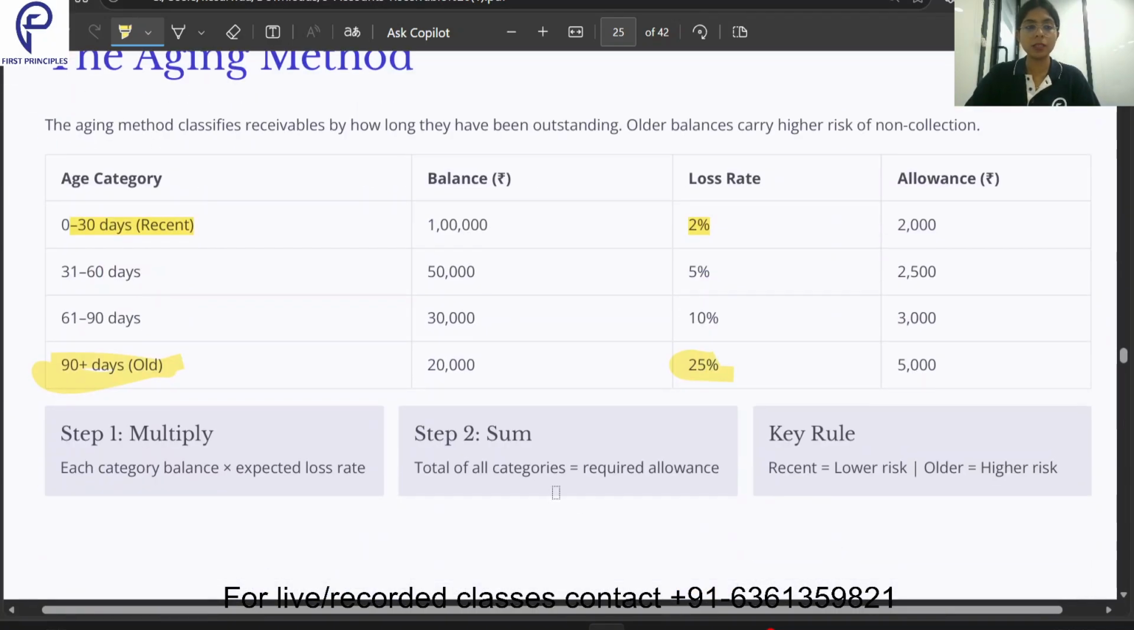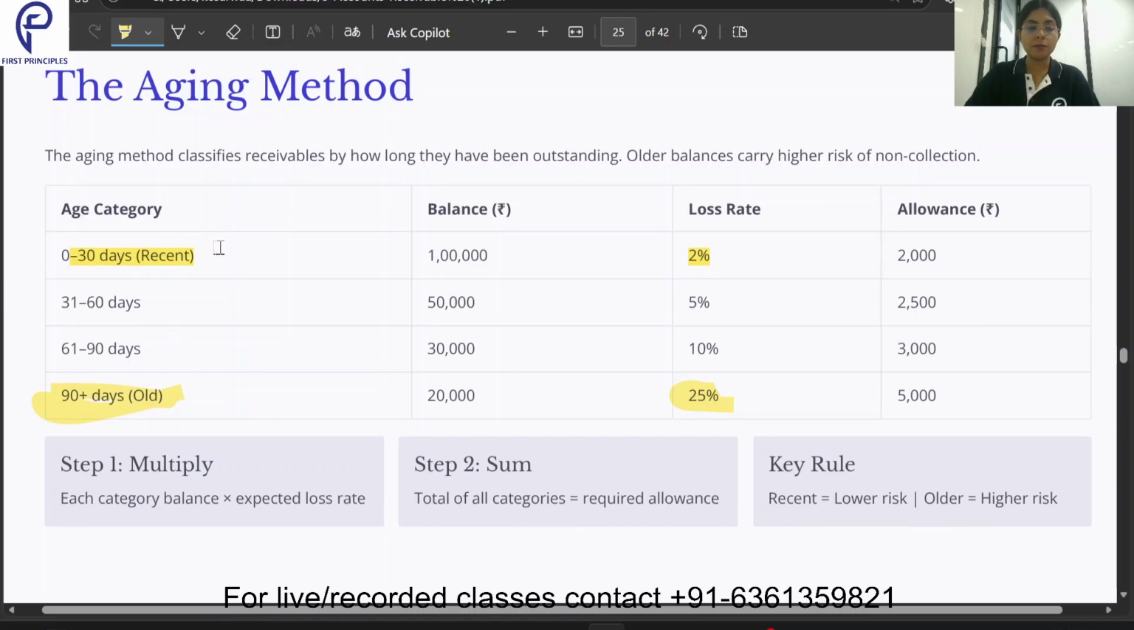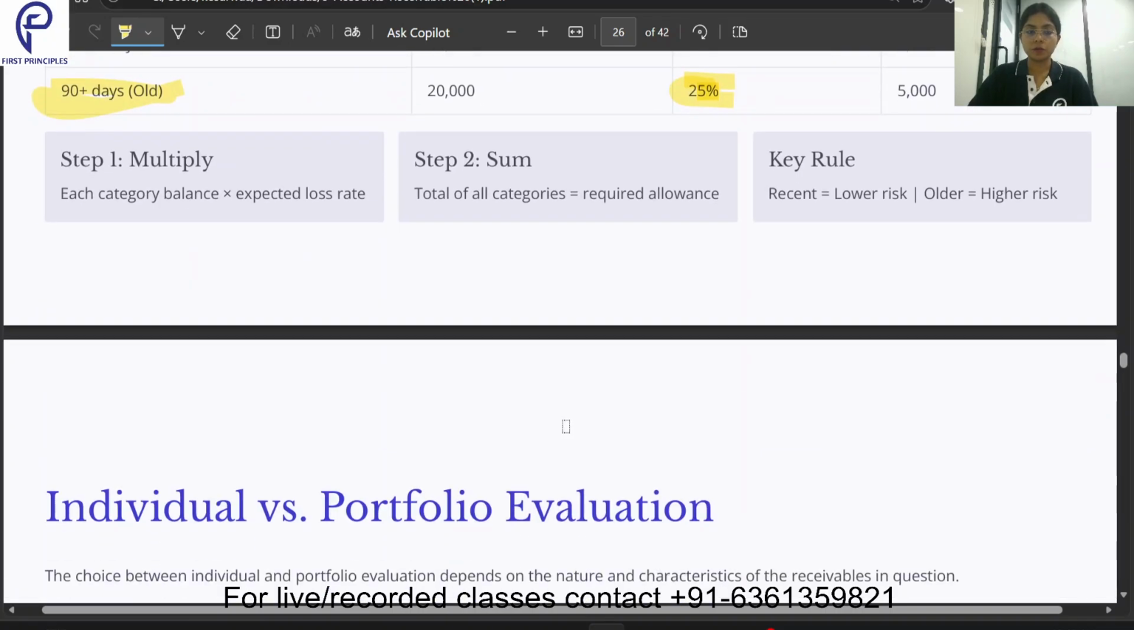Coming to the aging method, how do we calculate it? When the number of days, the balances, and the loss rate are given, first of all, we multiply the balance with the loss rate in order to arrive at the allowance figure. And lastly, we sum total it in order to get the required allowance amount. One thing we should remember: the more recent it is, the lower the risk is and the lesser the loss rate. The older the account receivable is, the higher the risk and the higher the loss rate.